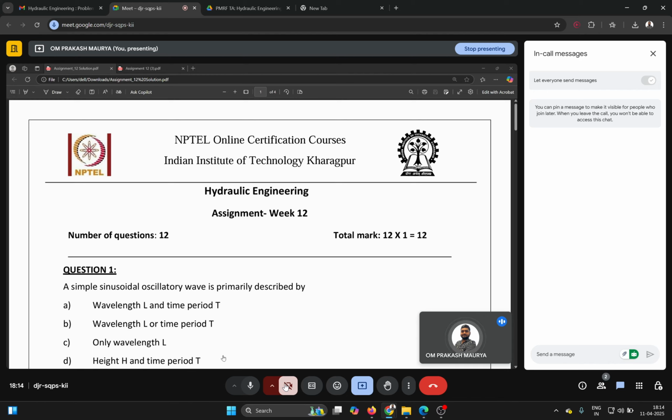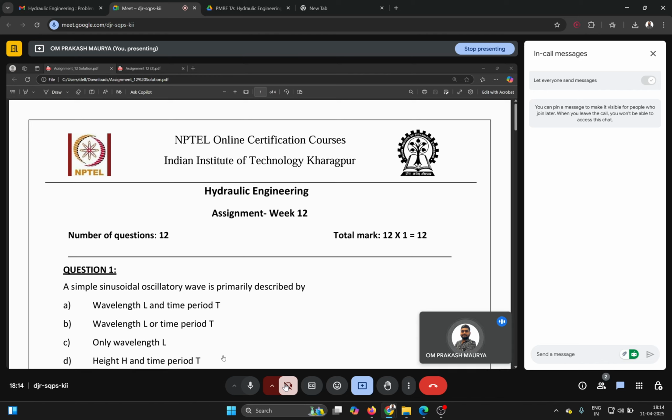So the first question is: a simple sinusoidal oscillatory wave is primarily described by option A, wavelength L and time period T; option B, wavelength L or time period T; option C, only wavelength L; option D, height and time period T.